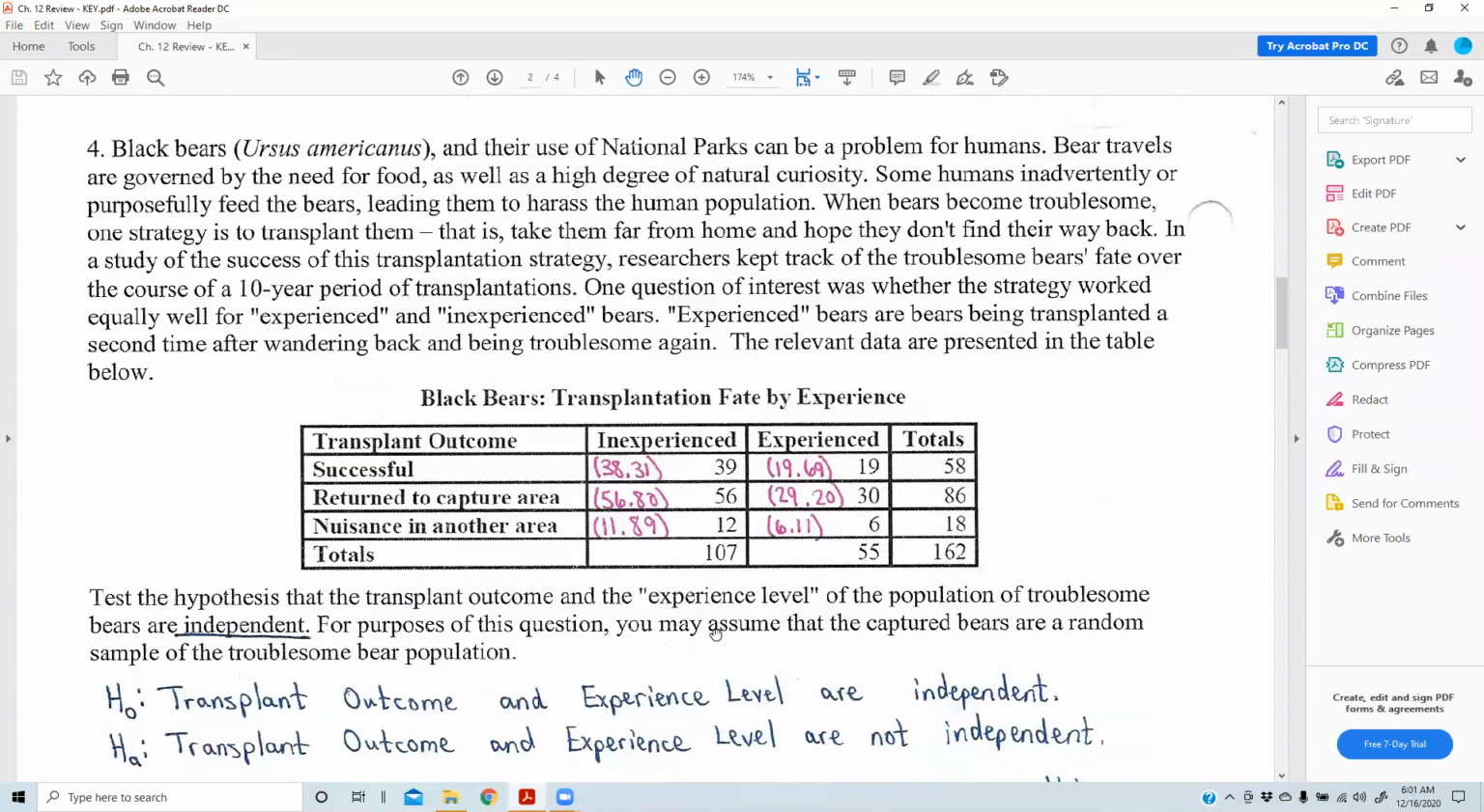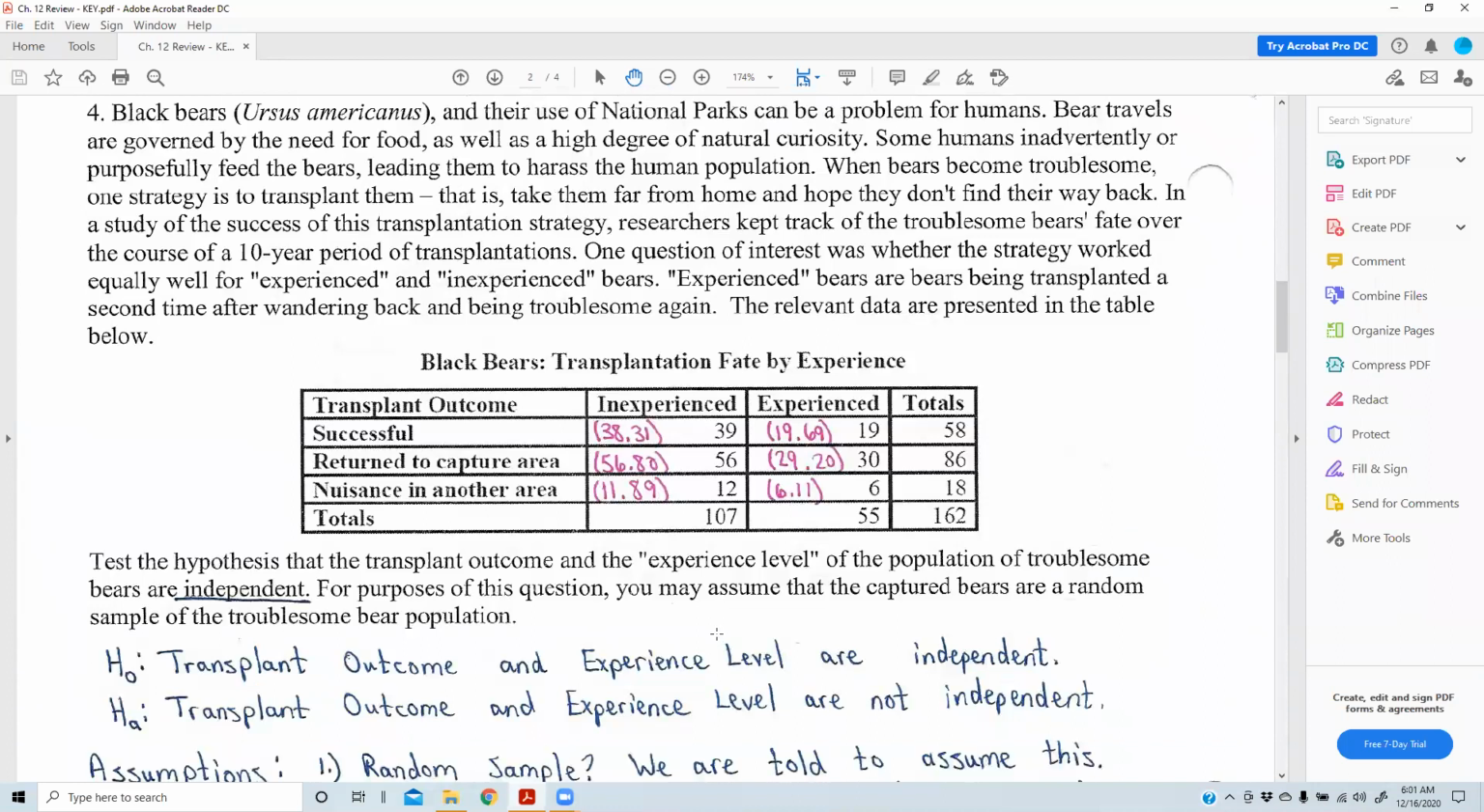Next one, we have our first full-blown hypothesis test. I'm not going to read the whole problem. If you've done the review, chances are you've already read it. They want us to test the hypothesis that the transplant outcome and what we're calling the experience level of the population of troublesome bears are independent, which means we're testing for independence here. For the purpose of this question, we're going to assume that the captured bears are a random sample.